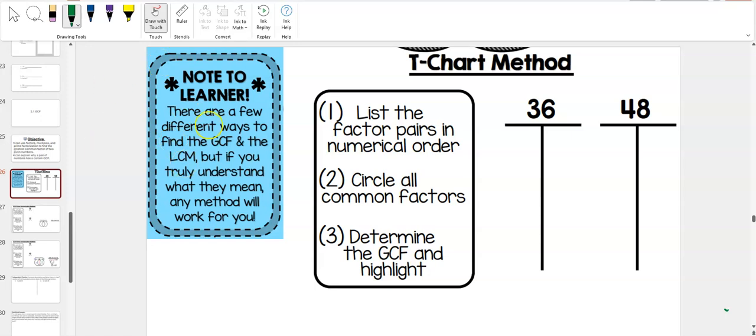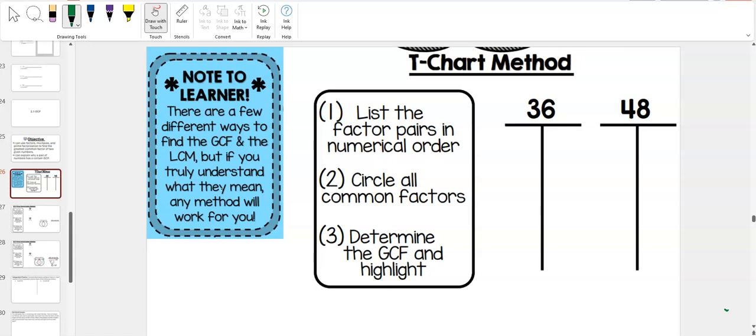First, I want you to look at my note to learner here. Basically, there are a few different ways to find the GCF and the LCM, but if you truly understand what they mean, then any method will work for you. And that's basically saying, and it works in most math, there are lots of different ways to solve problems. As long as you understand what you are doing, you can use any way to solve this, okay? Because sometimes certain situations call for certain types of ways to solve the problem. But don't get caught up on the way to solve the problem. Like it says, if you know what you're doing, you can use any way, okay?